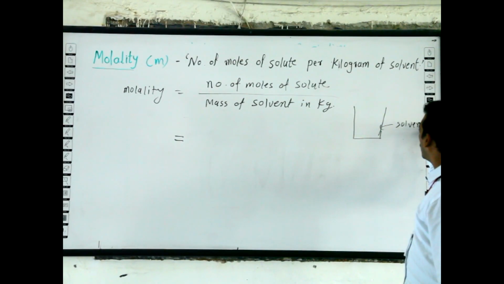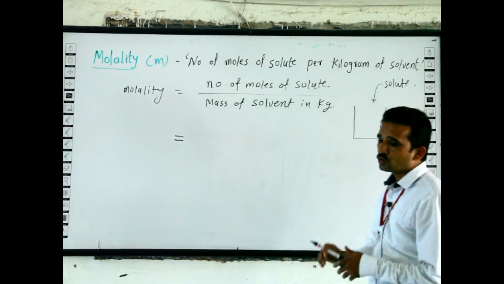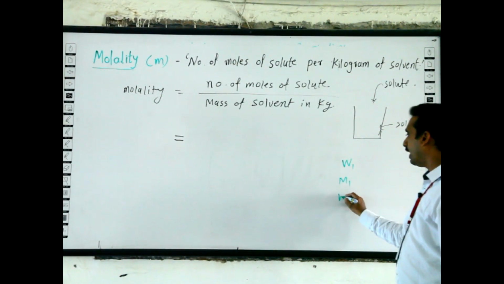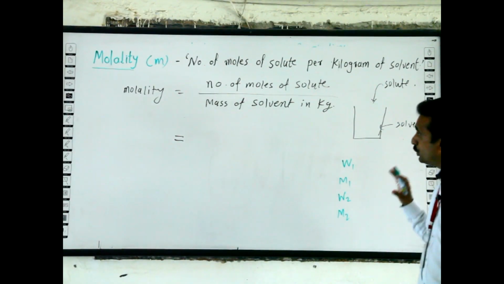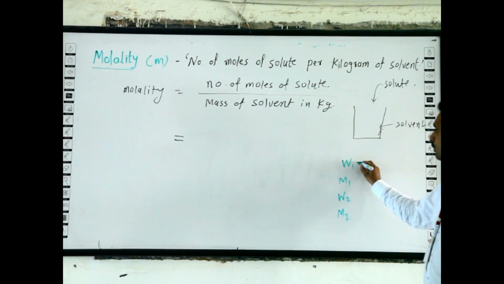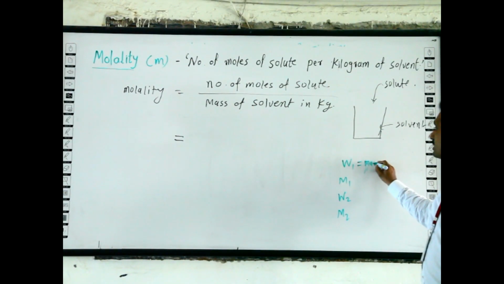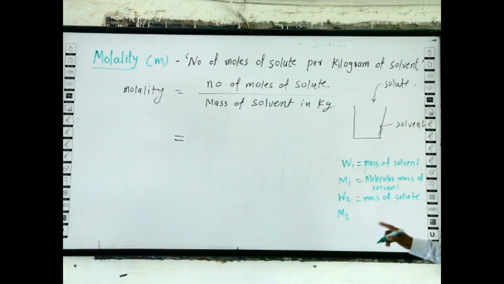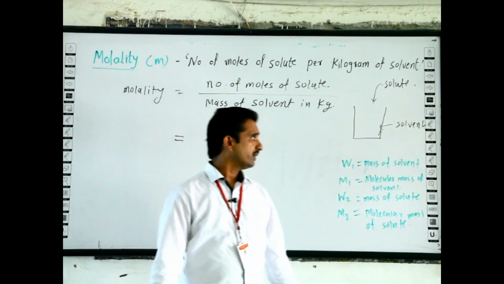this one is a solvent and we are adding a solute, and here W1 and M1 and W2 and M2 are the terms used for the formula, where W1 is mass of solvent, M1 is molecular mass of solvent, W2 is mass of solute, and M2 is molecular mass of solute.